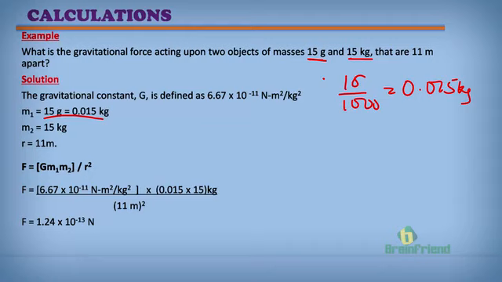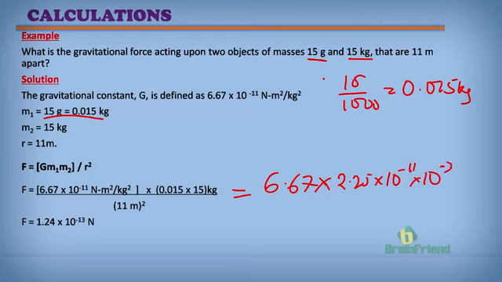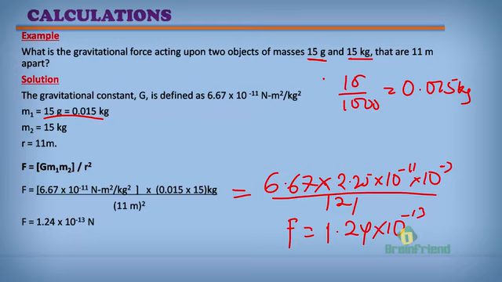By the time we divide this out by 121, we can do a further calculation here, where we have 6.67 times this going into this will give us 2.25 times 10 to the power minus 11 times 10 to the power minus 3, dividing it by 121. At the end of the day, the force is 1.24 times 10 to the power minus 13 Newton. Newton is the SI unit of force. Remember, whenever you're doing a calculation on force, you must remember the unit, and Newton is the unit of force.